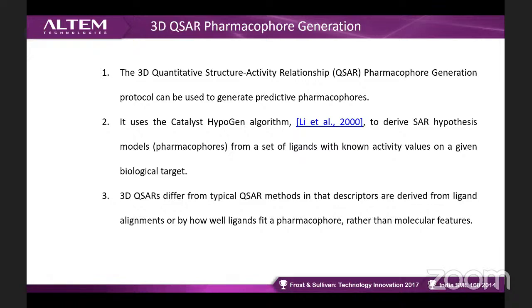That is the importance of introducing a 3D QSAR pharmacophore in the ligand-based drug designing process. So how does it actually work? It uses an algorithm called Catalyst HypoGen, which derives a SAR hypothesis from the set of known active ligands for the given biological target. It is typically different from a QSAR. In QSAR, it deals only with the properties, but in the pharmacophore, it deals with the molecular features in 3D spatial arrangement. That is the difference between 3D QSAR and QSAR.